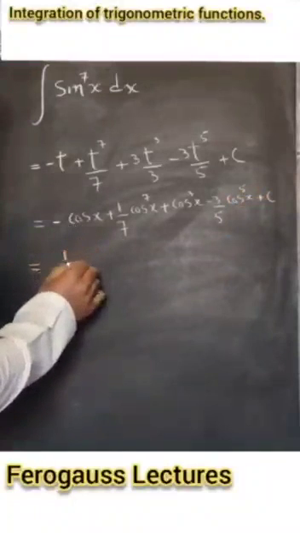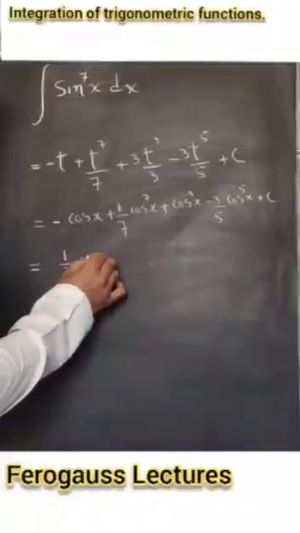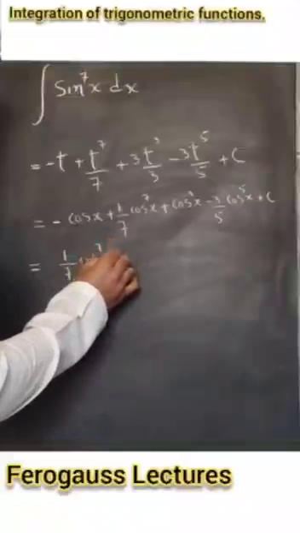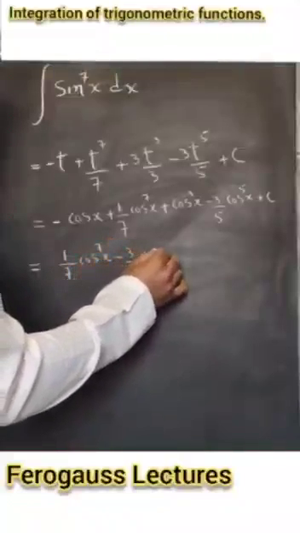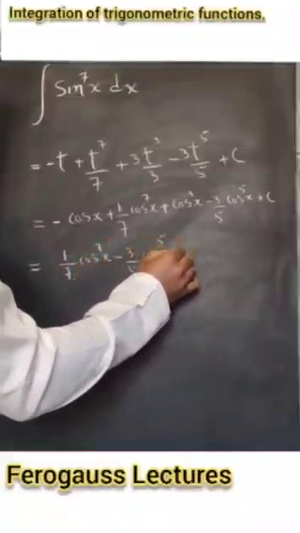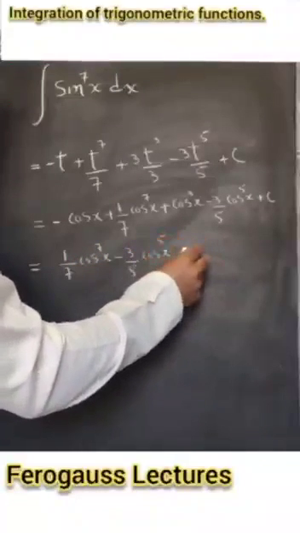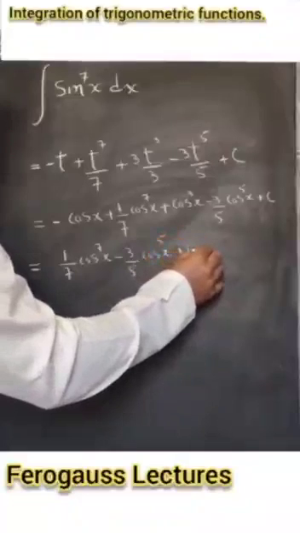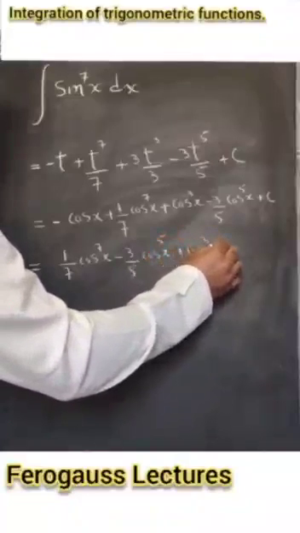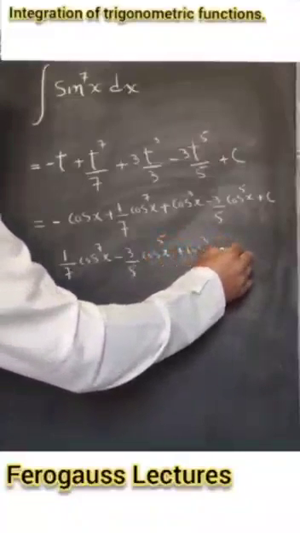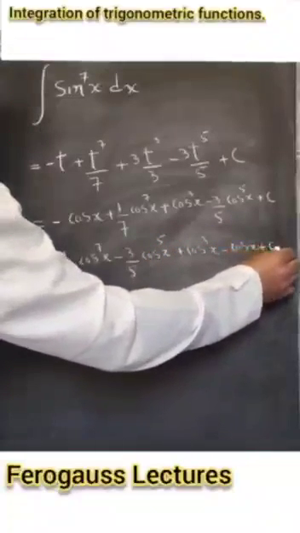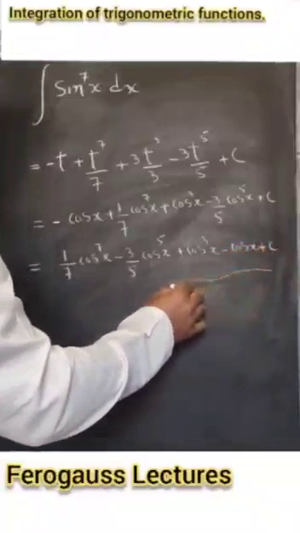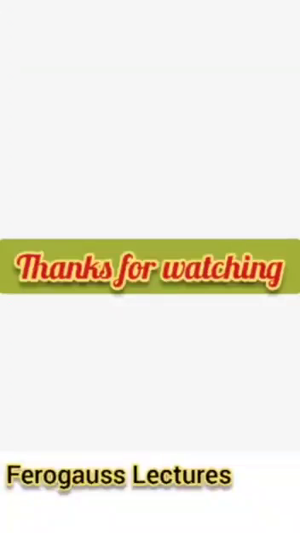we can write 1 by 7 cosine raised to power 7x minus 3 by 5 cosine raised to power 5x plus cosine raised to power 3x minus cosine of x plus c. That completes the question. I will continue this topic in my next lecture.